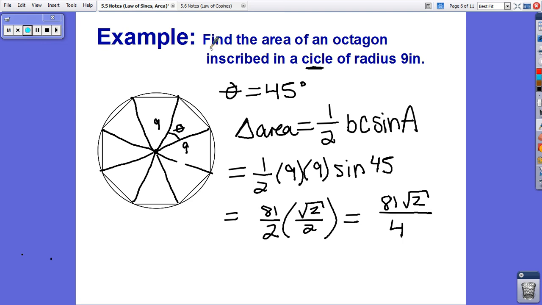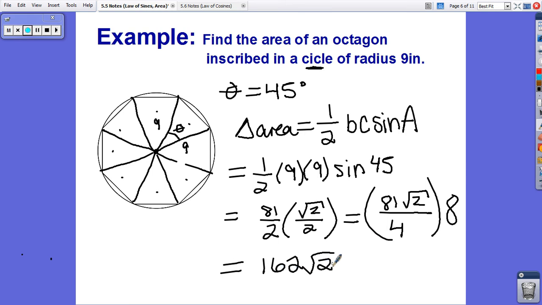But if I'm trying to find the area of an octagon, that means there are 1, 2, 3, 4, 5, 6, 7, 8 triangles. So I would have to take this entire thing and multiply it by 8 triangles. If I multiply that by 8 triangles, I could actually simplify this first, and I would end up getting 162 root 2. That would be in simplest radical form. But if it's asking for area, I want it in square inches. So you could do that on your calculator and you would get 229 square inches.